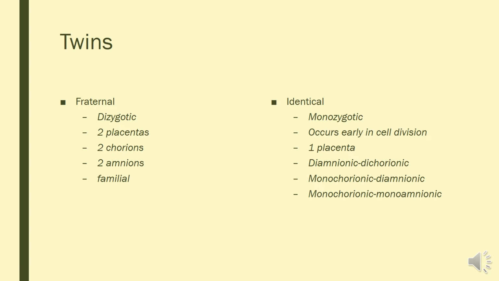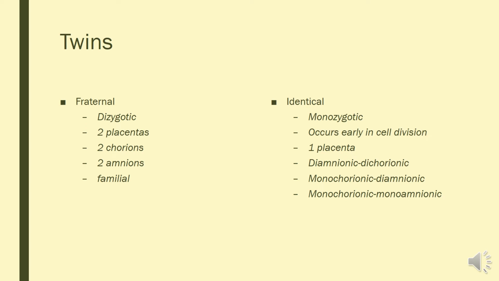Twins are often hard to understand and are frequently misunderstood by laypeople. However, this information is important for nurses to understand. There are two types of twins, fraternal and identical in lay terms. In medical terminology, fraternal twins are dizygotic and identical twins are monozygotic.